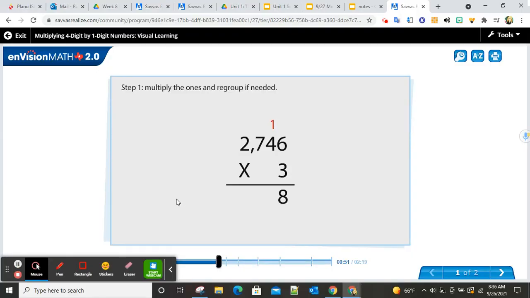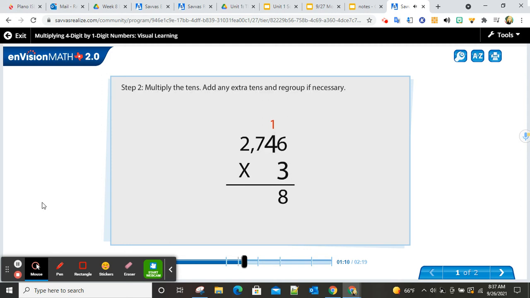Let's hear step 2. Regroup if needed. Why do you regroup 18 ones? Three times 6 is 18, so record 8 ones and regroup 1 ten. What is the next step? Think about that to yourself and get ready to hear the next step.